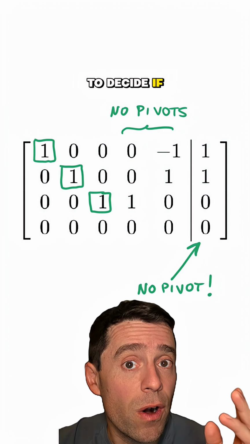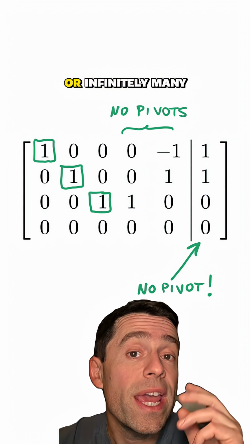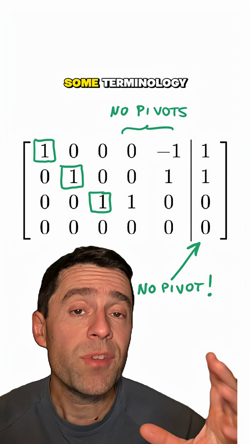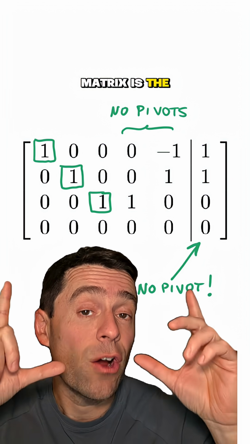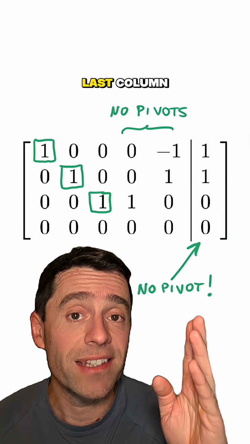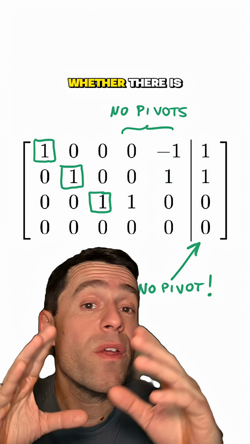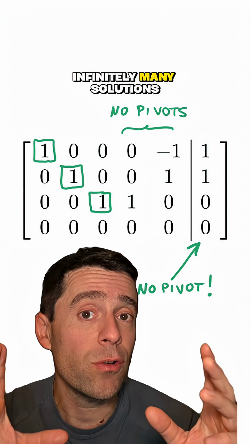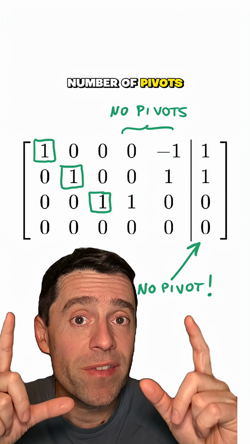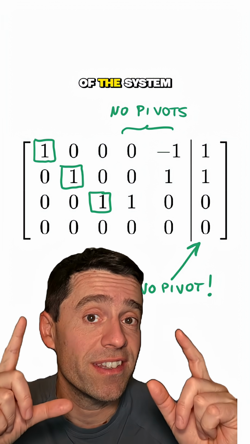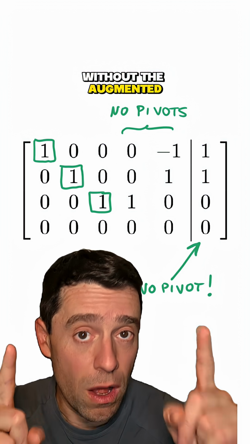Now we have to decide if there is just one solution or infinitely many solutions. Some terminology here. The entire matrix is the augmented matrix, and without the last column is just the matrix of the system. Now, whether there is one solution or infinitely many solutions depends on the number of pivots in the matrix of the system without the augmented column.